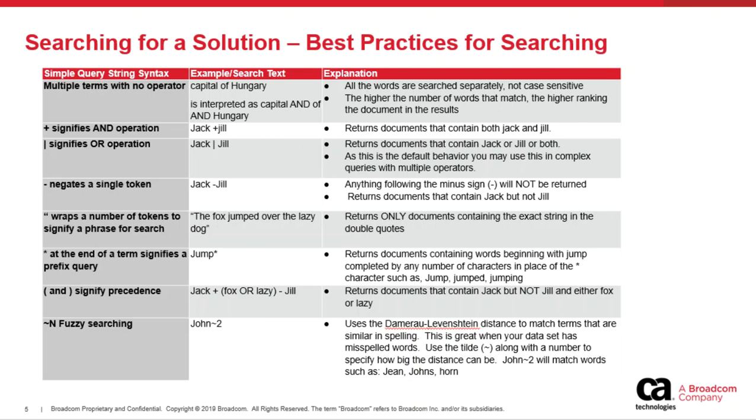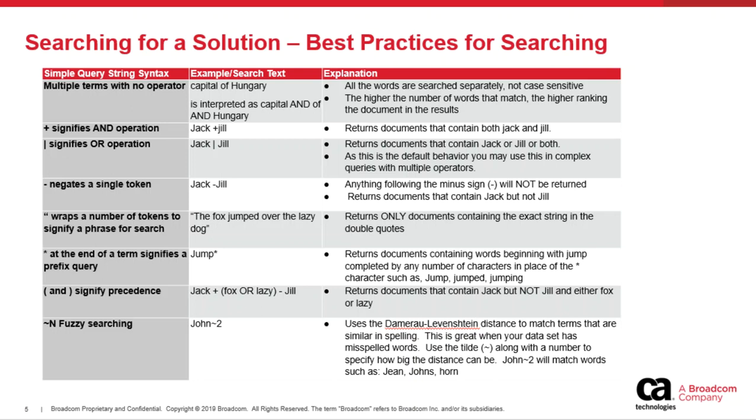Line item 3, the vertical pipe signifies an or operator. You can also use OR in caps. In this example, Jack or Jill would return documents that contain Jack or Jill or both, as this is the default behavior used in complex queries with multiple operators. You don't need to do this by default, unless you're using a complex search query.